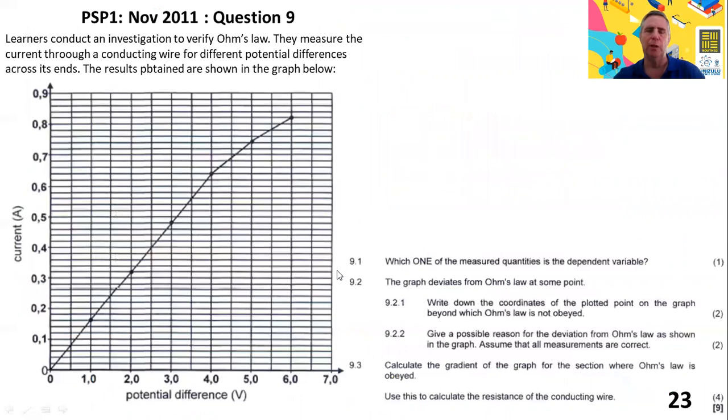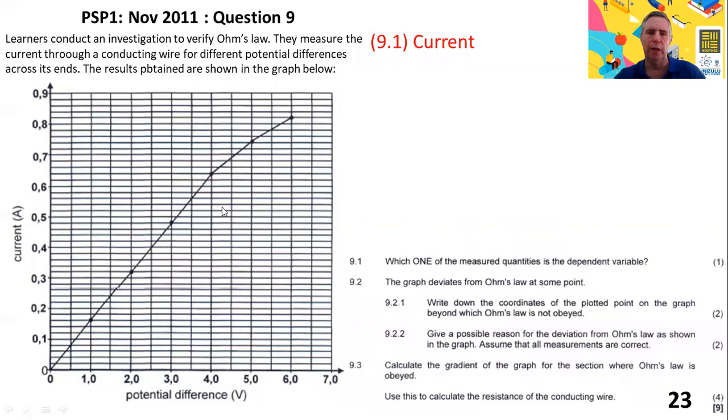Let's look at page 23. This is a bit more interesting because the graph is straight up to that point, and then you can see it bends. Now, we saw this when we did the experiment for the light bulb, which did not obey Ohm's law. This one appears to obey Ohm's law to a point, and then it actually deviates from that. Once again, an easy question, 9.1. Which one of the measured quantities is the dependent variable? Dependent variable is always on the y-axis, so this is simply the current.